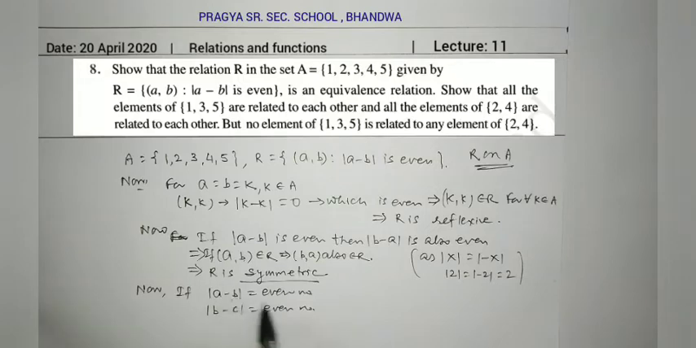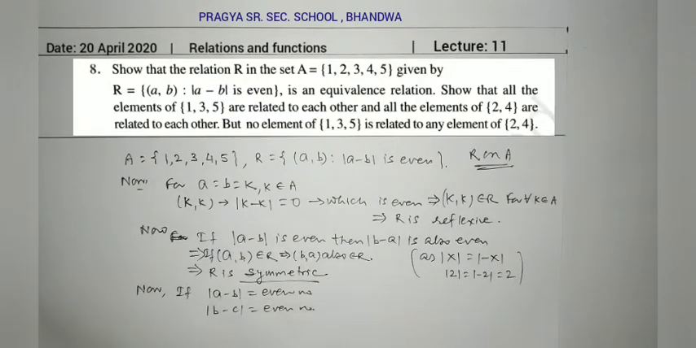So if mod A minus B is an even number, indirectly we are considering A comma B belongs to relation. Mod B minus C is an even number, we are considering B comma C belongs to relation. Then we have to check whether A comma C belongs to relation or not. That means we need to check whether mod A minus C is even or not. Okay, so let us see.